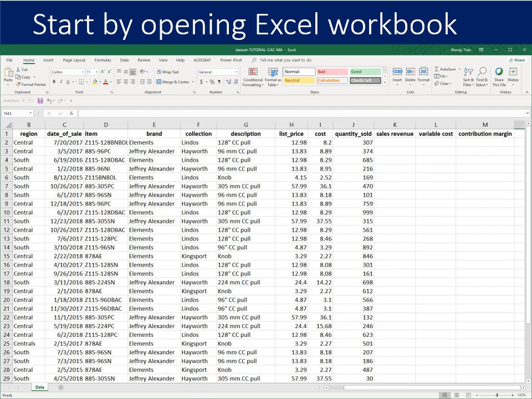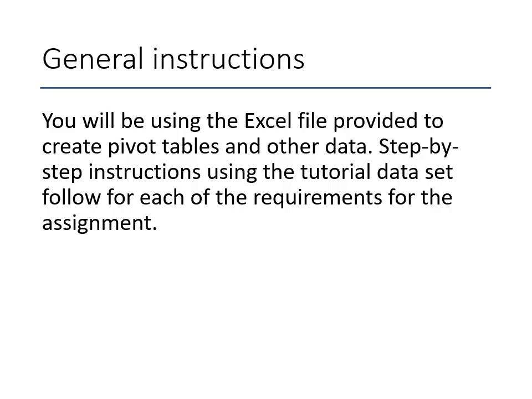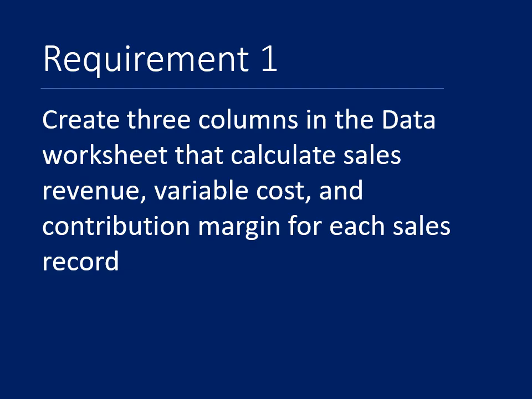Start this activity by opening the Excel workbook containing the dataset. You will be using the Excel file provided to create pivot tables and other data. Step-by-step instructions using the tutorial dataset follow for each of the requirements for the assignment. Requirement 1 asks, create 3 columns in the data worksheet that calculate sales revenue, variable cost, and contribution margin for each sales record.